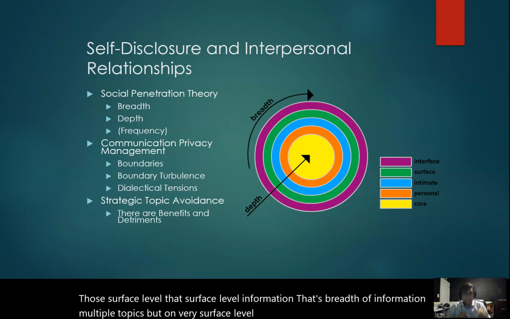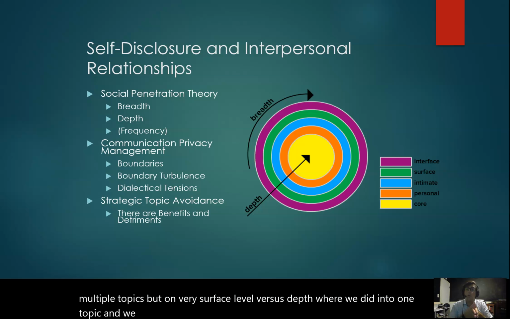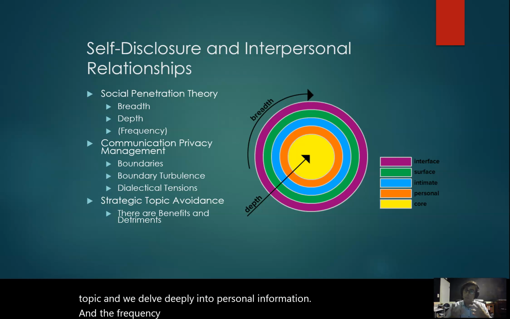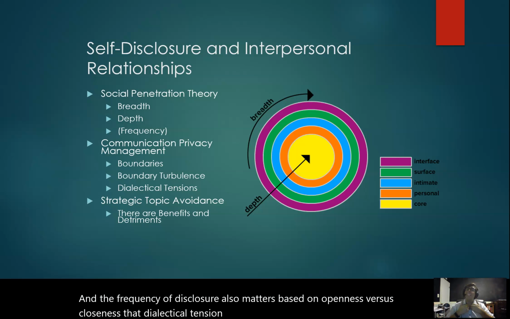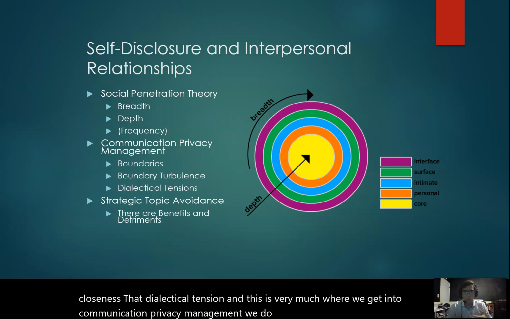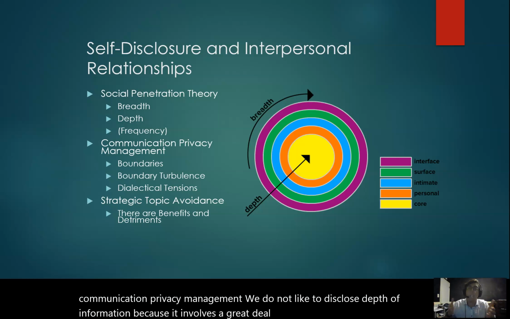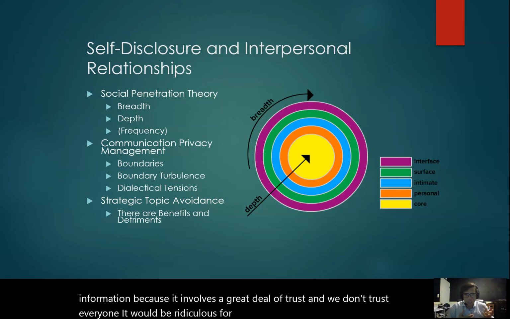Versus depth, where we get into one topic and we delve deeply into personal information. And the frequency of disclosure also matters based on openness versus closedness, that dialectical tension. And this is very much where we get into communication privacy management. We do not like to disclose depth of information because it involves a great deal of trust, and we don't trust everyone. It would be ridiculous for us to assume that we would. So we have certain boundaries.